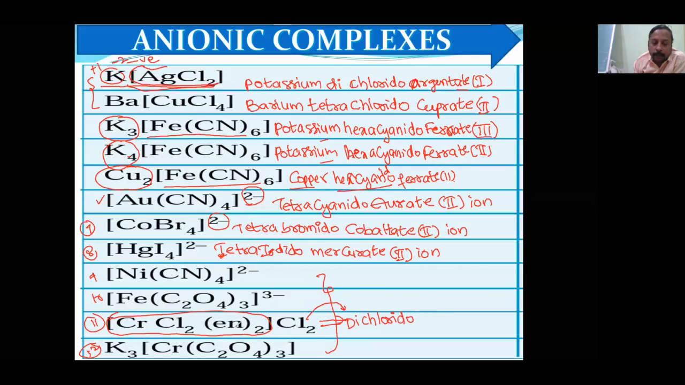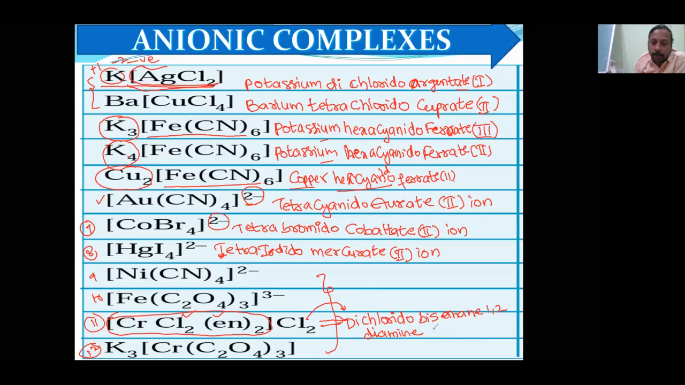Dichlorido. Then this name contains di, that's why it is bis. Bis ethylene diamine, or ethane 1,2-diamine. You can write it as the IUPAC name. En stands for ethane 1,2-diamine. Bis ethane 1,2-diamine. That means now I have written this one also.